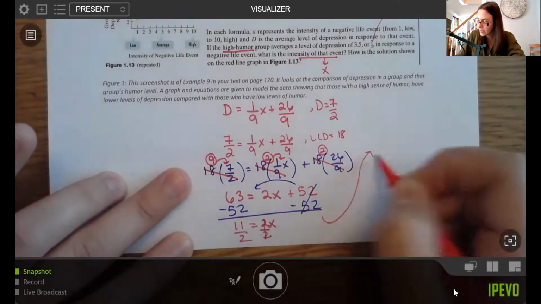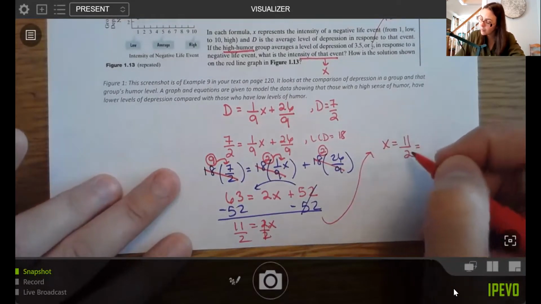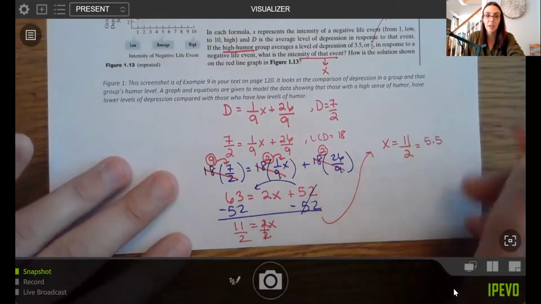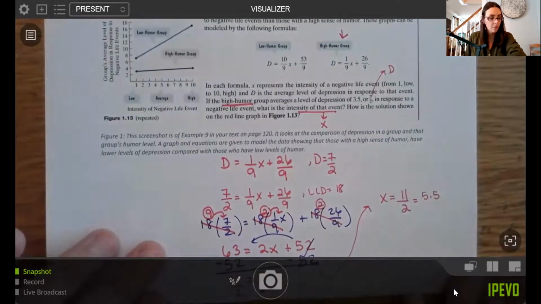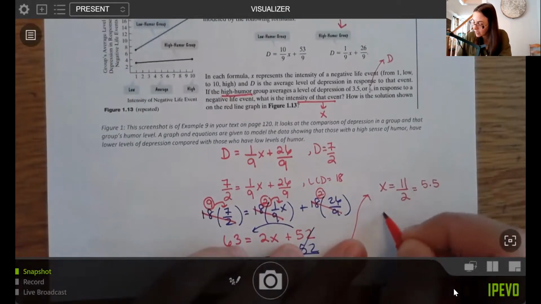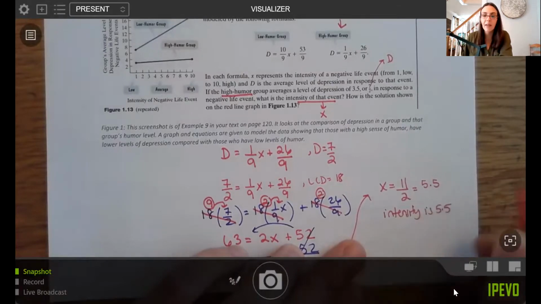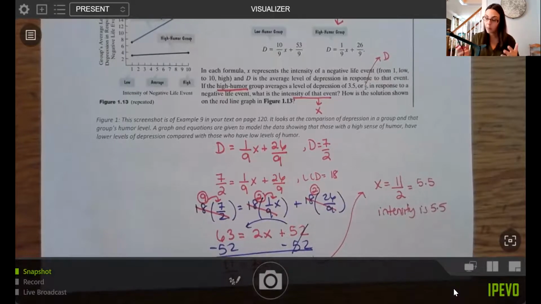I'm running out of room here. So I see that x is equal to 11/2, or if I want to convert this over, it would be 5.5, if you find that easier as a decimal. So what the formula is showing us is that the high humor group averages a level of depression of 3.5 in response to a negative life event, such that the intensity of that event is 5.5. So the intensity is 5.5 in this case, when the level of depression is 3.5.